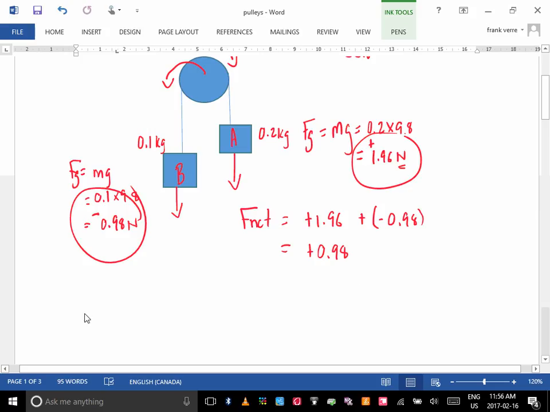So we have the net force. What would be the net acceleration in this case? So the net force is 0.98. By the way, we know F equals ma, right? We can rearrange that to a equals F over m. So our net acceleration is going to be our net force over our mass. And we have our net force. It's 0.98.